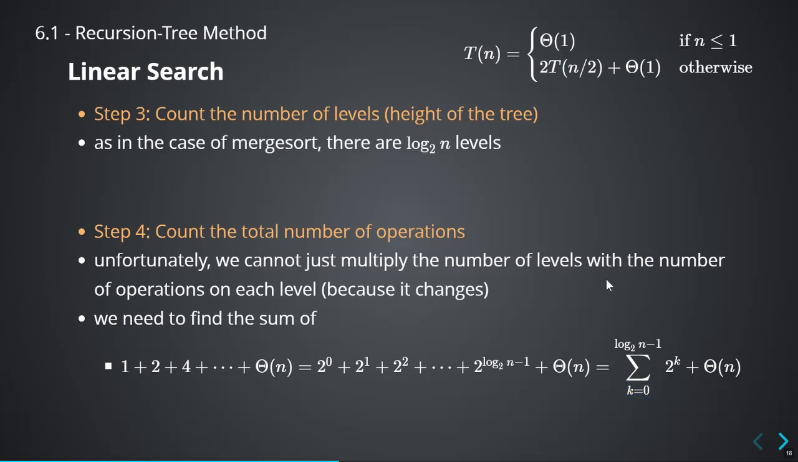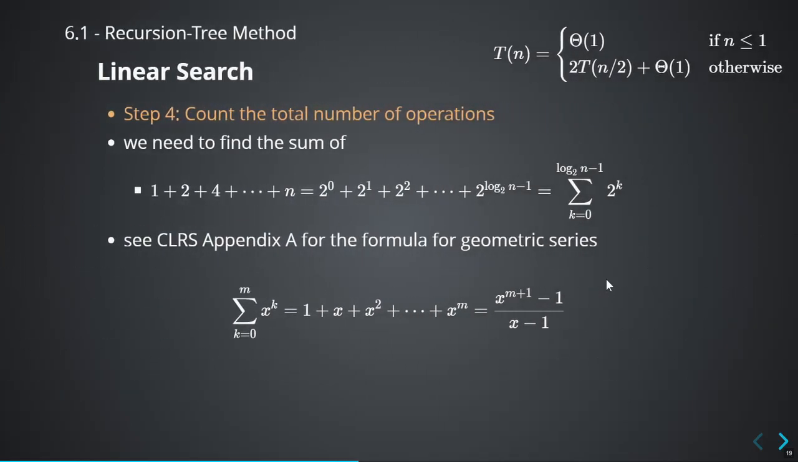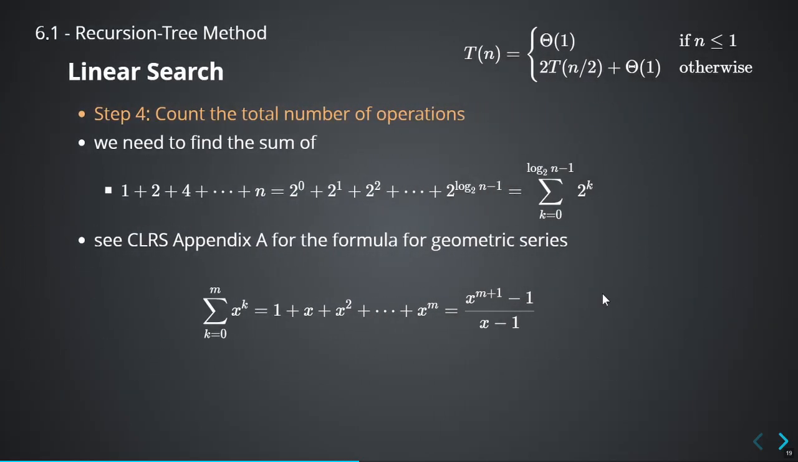Okay. So how do you get that? Well, you have to use the formula for the geometric series, and you can find this in CLRS Appendix A. So here's the formula. And I'm going to give you this formula in the exam if you need it, so you don't need to memorize it. Or if it's an open book exam, you can find it online anyway. So let's just work out how to use it.